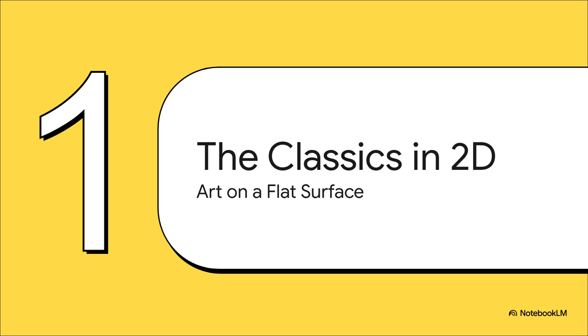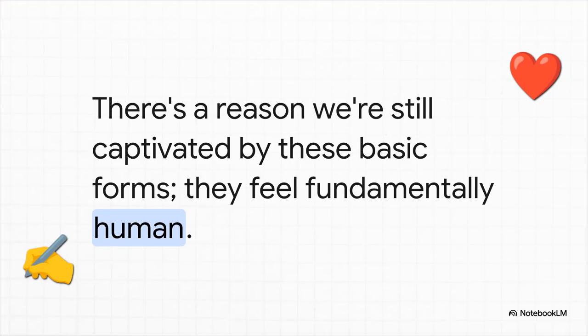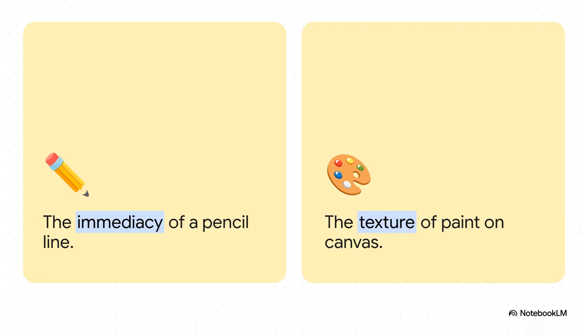The classics in 2D. We're talking about all that incredible art that happens on a totally flat surface. And there's a really good reason we're still so captivated by these forms. I mean, think about it. What's one of the first things a little kid does to express themselves? They grab a crayon and just start drawing. There's something so primal, so fundamentally human about making a mark on a surface that just connects with all of us. And even just within this 2D world, the vibe is completely different depending on the medium.